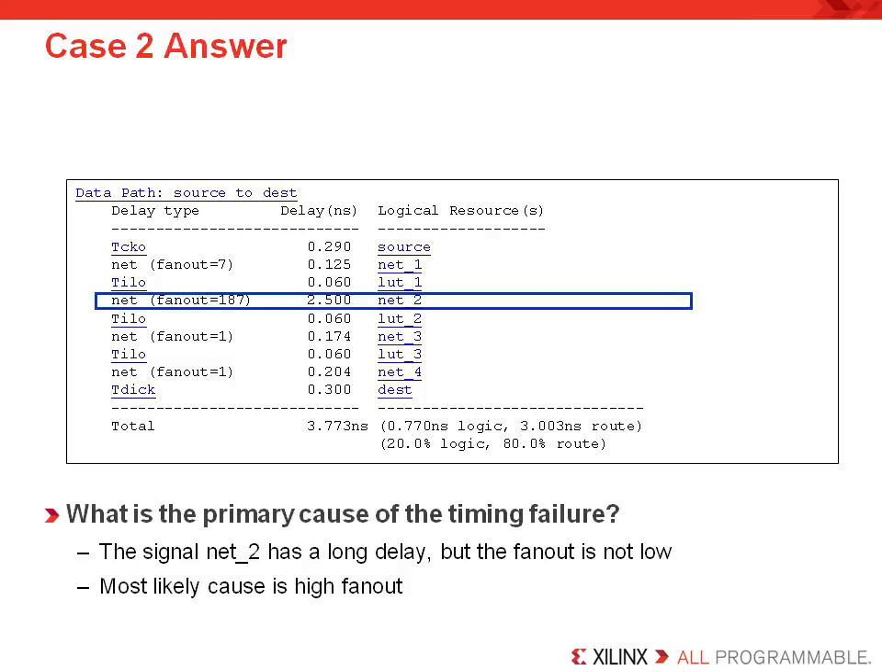The next step will be to determine how many times you should replicate the source logic. To get this path under 3 nanoseconds, you'll have to reduce the delay by 0.77 nanoseconds. That means the net delay has to go from 2.5 nanoseconds to less than 1.7 nanoseconds. This will require the logic to be duplicated at least twice and maybe more.